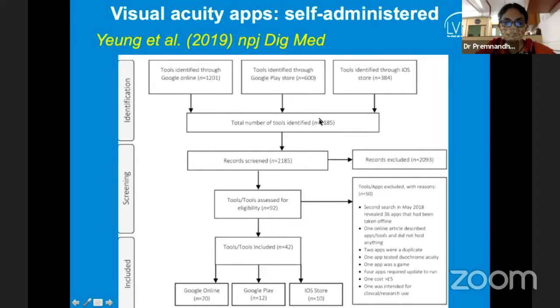What they saw was that while there are more than 2,000 tools out there for self-administration of visual acuity tests, only 42 fit the criteria. The criteria is that it has to be free or less than 5 pounds, and there is support and all of that. Even within those 42, only one was validated against a gold standard. So clearly the tools that are randomly out there are not all suitable for testing visual acuity.